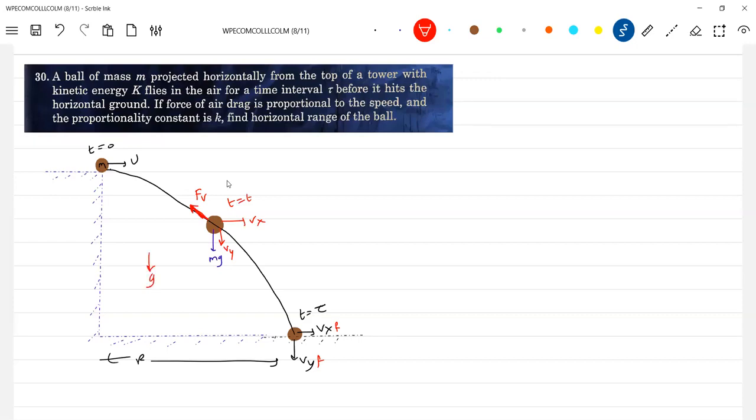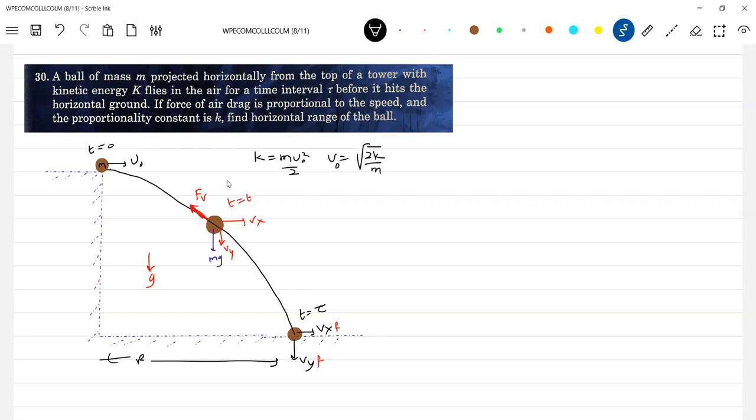What was the initial kinetic energy? It was given for us, K. So therefore K is what? K equals m u squared by 2, so u equals the square root of 2K by m. That is the initial velocity with which it was projected. Let's get into the problem.